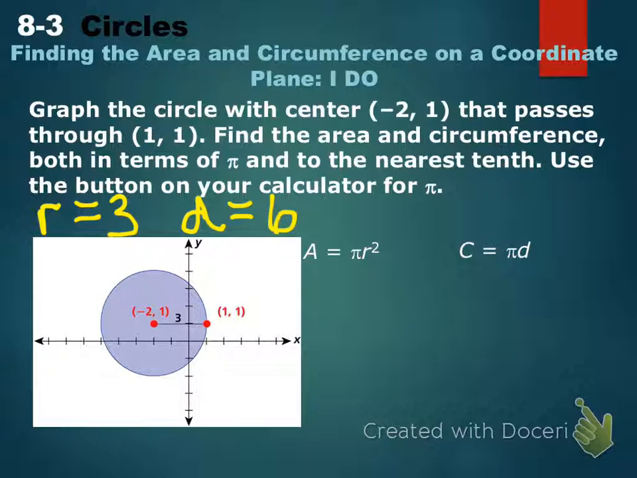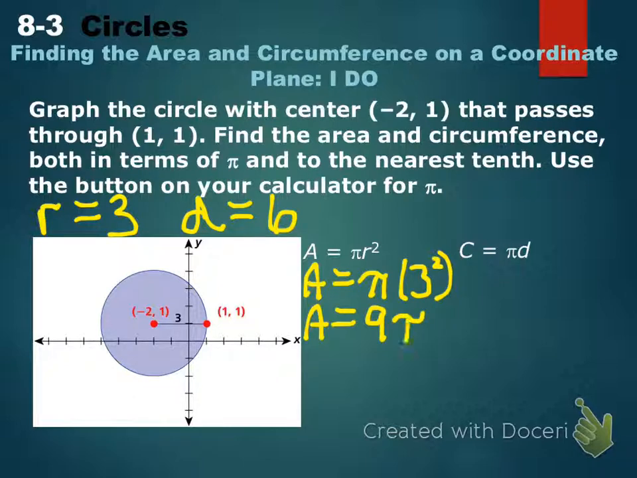So now to find the area and the circumference, we just have to plug these numbers in. We've got area equal to pi, our radius we just determined is 3 squared. So the area equals 3 squared is 9, so you get 9 pi. And if you take 9 pi and plug it into your calculator, using the pi button, you will get 28.3 units squared.